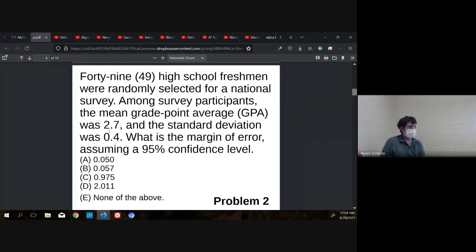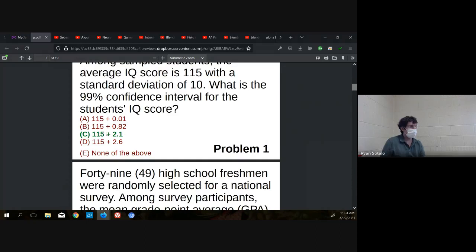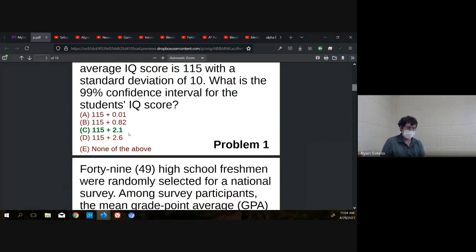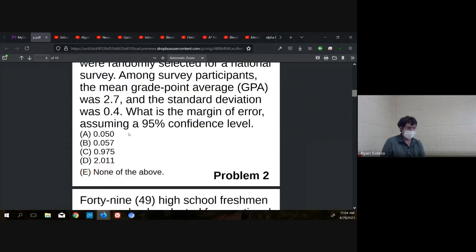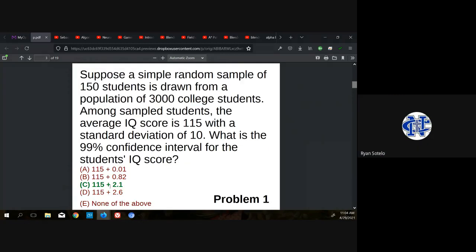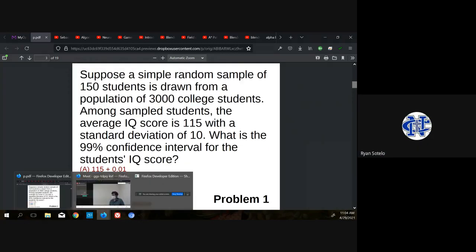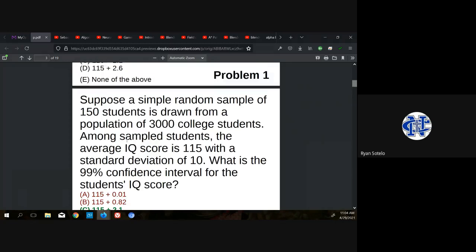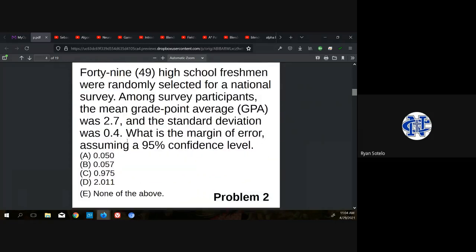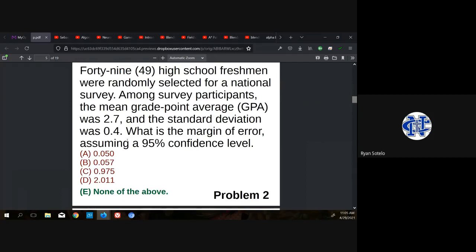0.95. So to find the middle, if you have the interval, add them and divide by 2. That averages them. To find the margin of error, subtract them and divide by 2. There's a very similar formula. One you add, one you subtract. You guys got this one correct. Good.